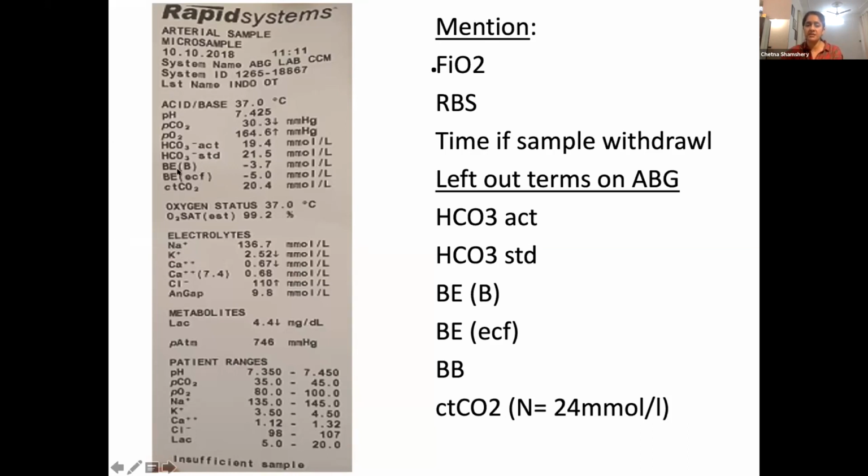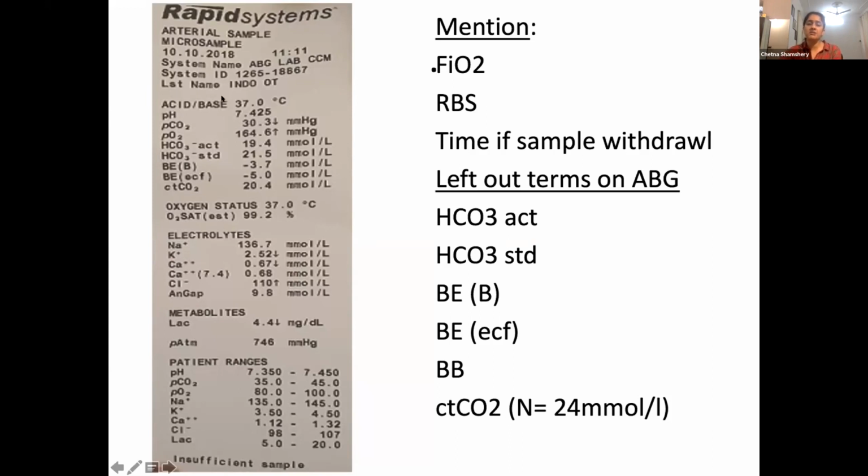Then this is base excess. B is blood, and ECF is without the cells, the extracellular fluid. This is to be relied upon, so this is the importance of B and ECF. This is CtCO2, the content of carbon dioxide, usually between 20 to 24 millimoles per liter. Then this is oxygen saturation. These are all the electrolytes, the anion gap, lactates, and the atmospheric pressure.